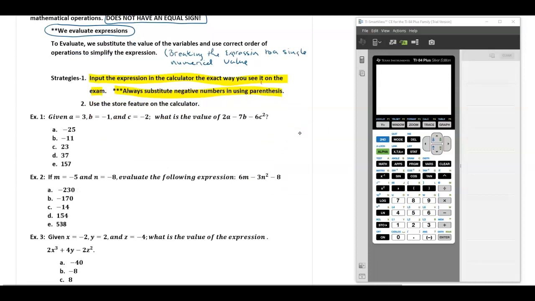So the first example says, given a equals 3, b equals -1, and c equals -2, what is the value of this expression here? So basically what we're going to do is we're going to replace the variables with their values. So this would be 2, open parentheses, 3, minus 7 times open parentheses -1, and then minus 6 times -2 all squared.